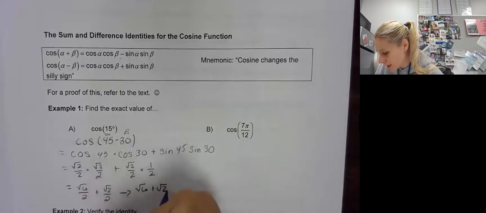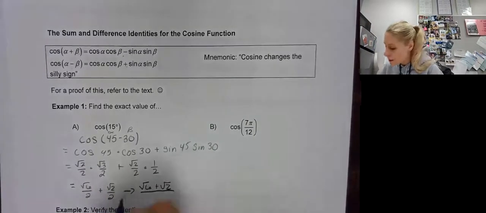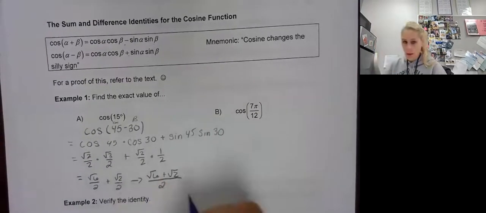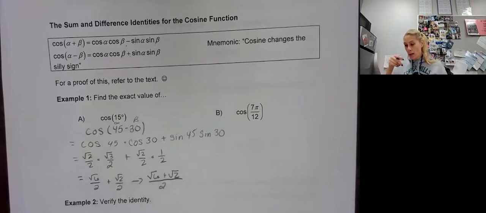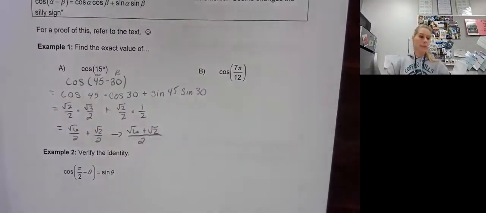We can't put those together, guys. They need to be that same radicand. And 2. And we're done. Okay. Now, degrees are kind of easier to recognize than radians, okay?